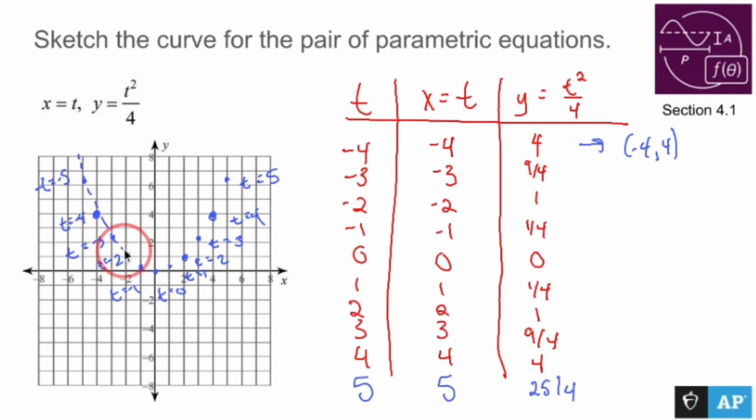And we draw ourselves a nice little parabola. Now also, we include the direction. So I'm going to put arrows pointing this way a couple times, arrows pointing this way a couple times. Yeah, there you have it. That's how you graph a parametric equation. Fun stuff.